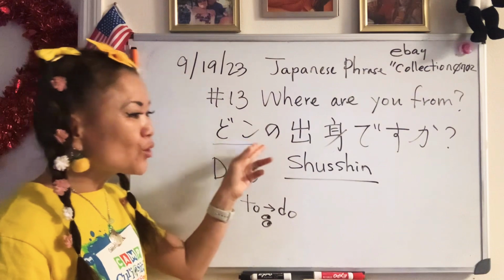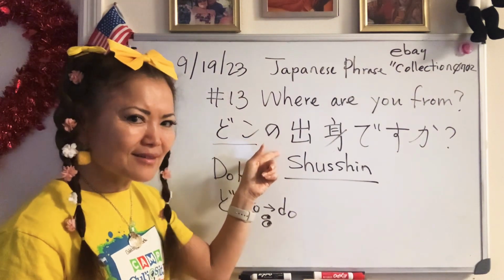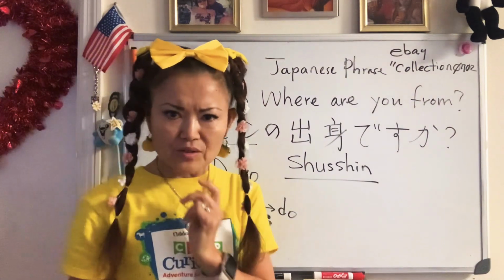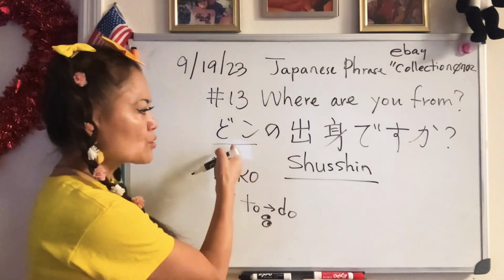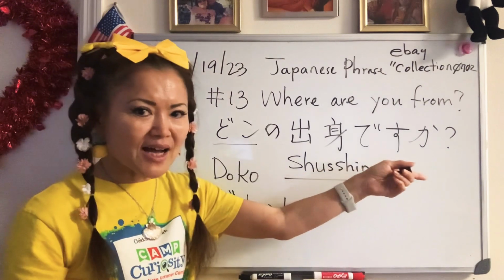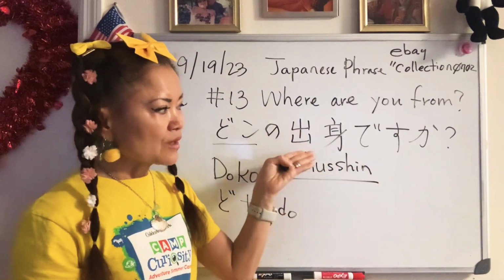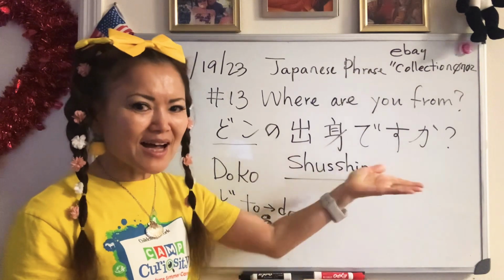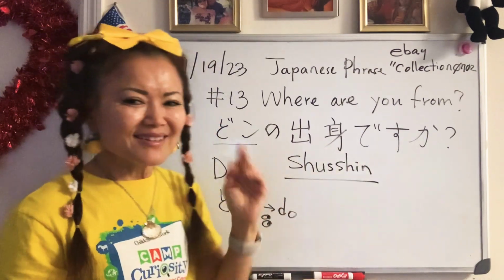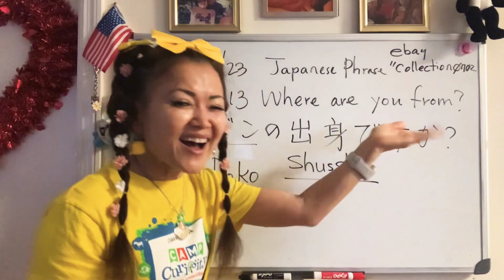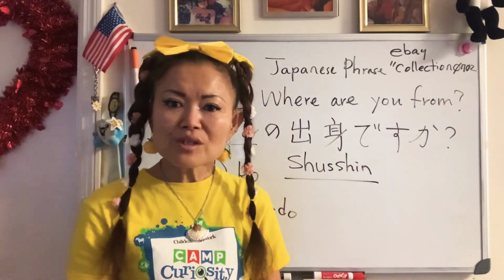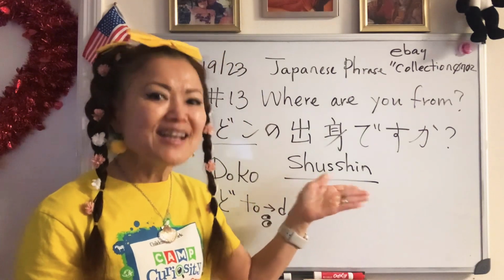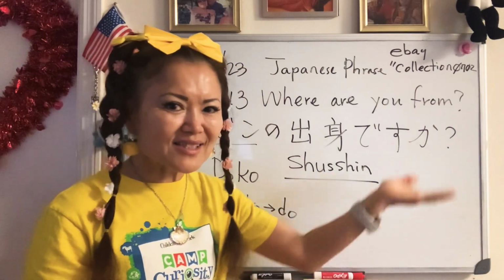So doko no, no is a particle, like a relation, like 'of', possession. Okay, no is a particle. So doko no shushin desu ka? The ending desu ka is used most of the time when you ask a question in Japanese. Desu ka, desu ka. Practice. Desu ka, desu ka. So doko no shushin desu ka? I want you to remember the vocabulary shushin and desu ka.